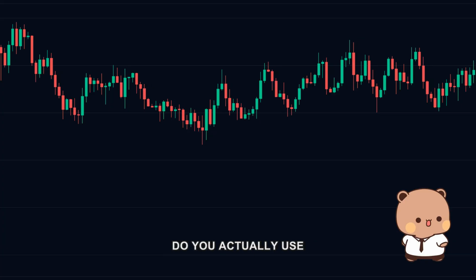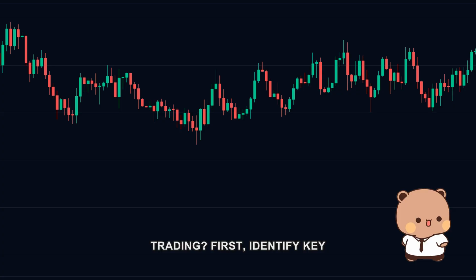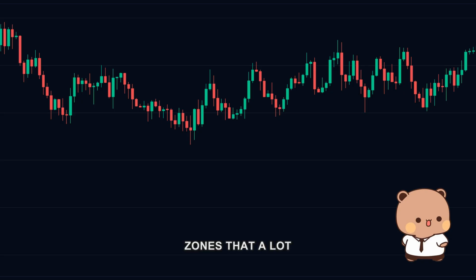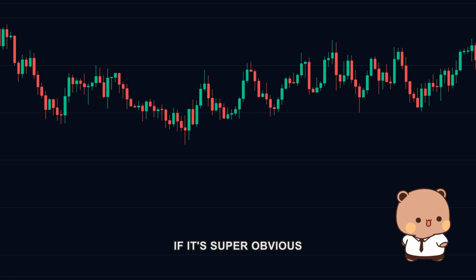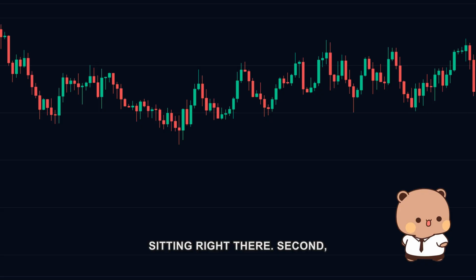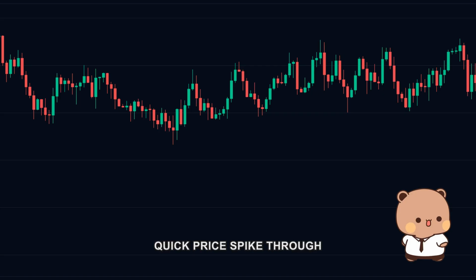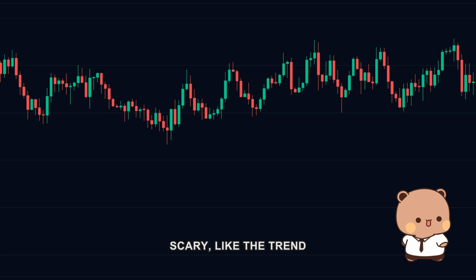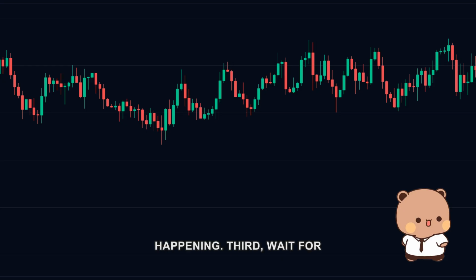So how do you actually use liquidity sweeps in your trading? First, identify key levels. Look for obvious support and resistance zones that a lot of traders are watching. If it's super obvious on the chart, there's probably a liquidity pool sitting right there. Second, watch for a sharp, quick price spike through that level. This move will look aggressive and scary, like the trend is breaking. Don't panic, this is the sweep happening.